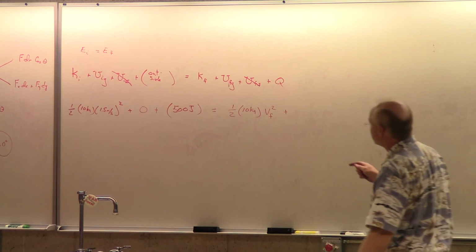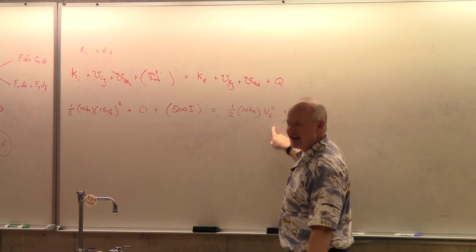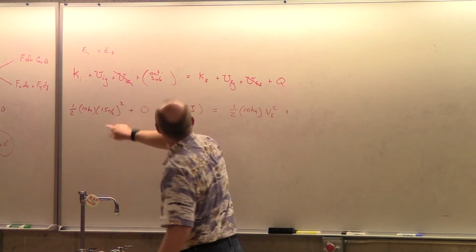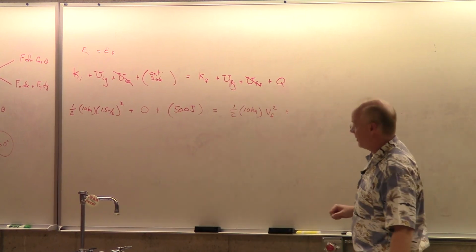Okay? And so that's what I'd like to know. What is that number? And I'd be curious to know if it's more than 1.5. Oh, let's look at this one then. What's my final gravitational potential energy?